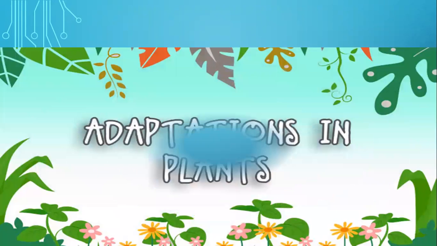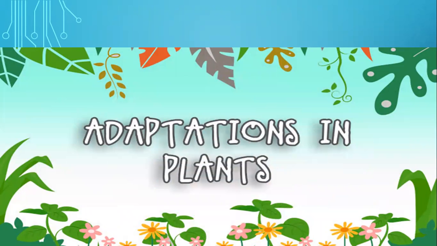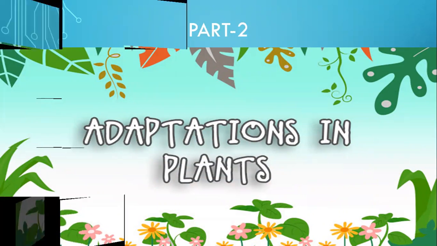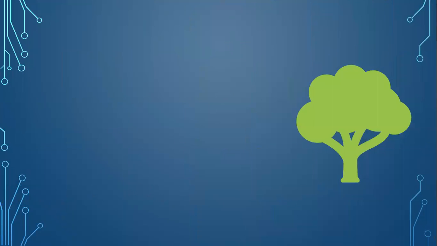Today we are going to discuss our second chapter, Adaptations in Plants, Part 2. So let's get started. In the previous lesson, we have studied about the aquatic plants. Now we are going to discuss our next category, that is terrestrial plants.